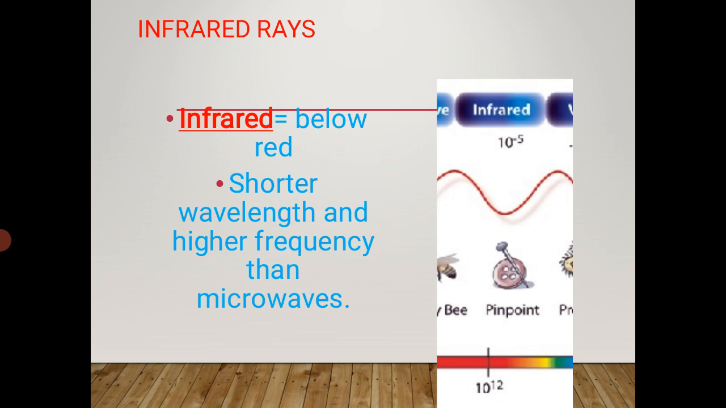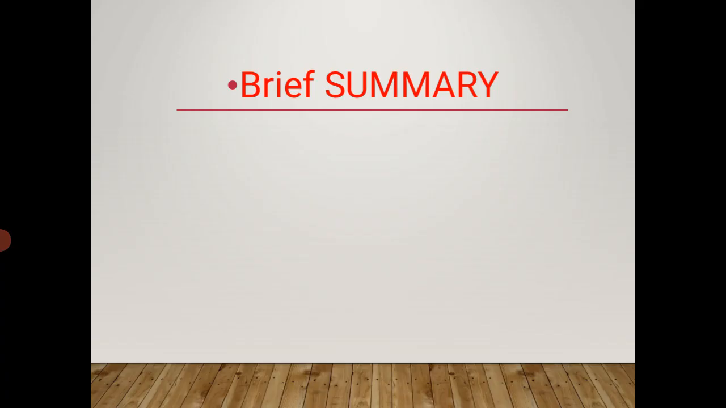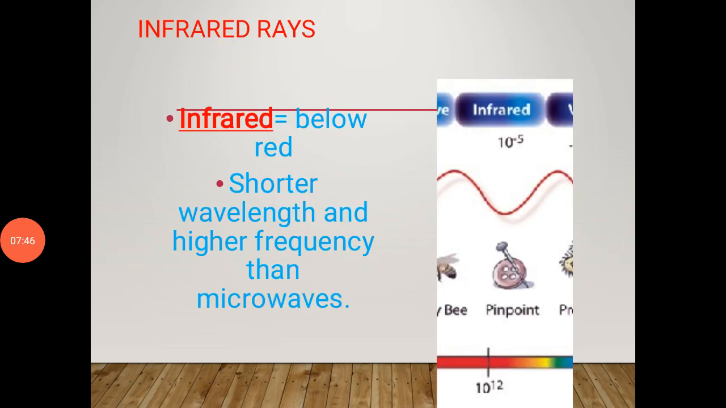Infrared rays. Infrared, below red, has shorter wavelength and higher frequency than microwave. In properties of infrared, infrared light is used by electrical heaters, cookers for cooking food, and by infrared cameras which detect people in the dark.